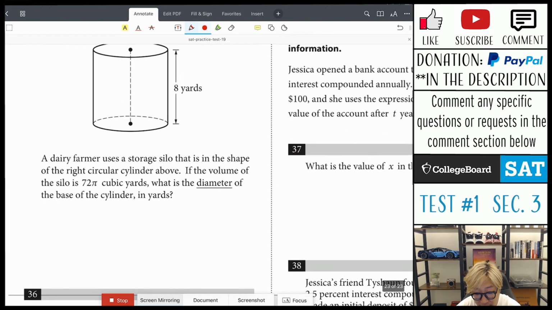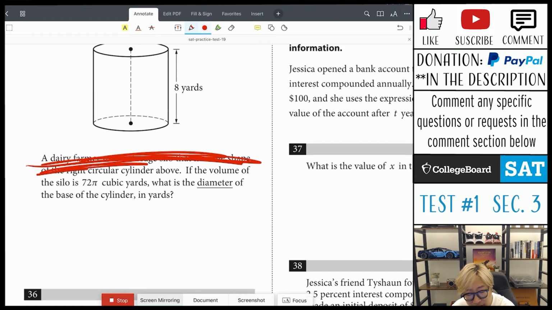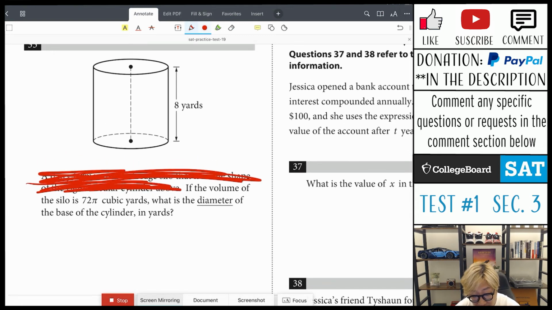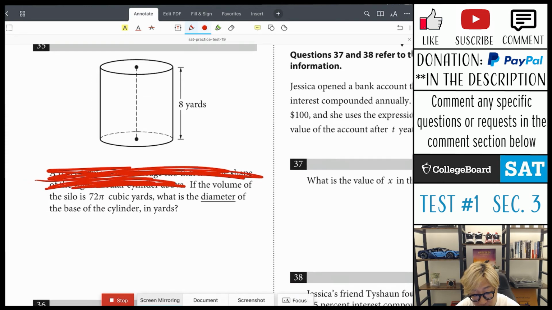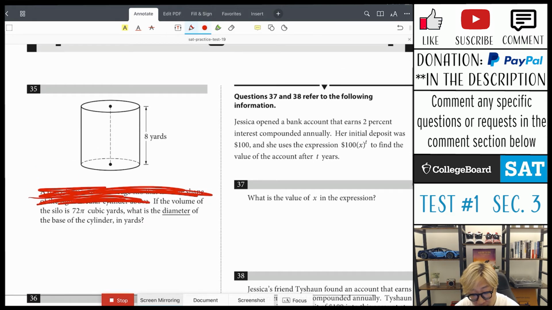35. A dairy farmer uses a storage silo that is in the shape of... Wow, don't read this. There's a shape up there. I know how to look at it. Don't read the first sentence. If the volume of the silo is 72 pi cubic yards, what is the diameter of the base of the cylinder? Guys, first of all, this is asking for the volume. Volume of the cylinder is 72 pi cubic yards.